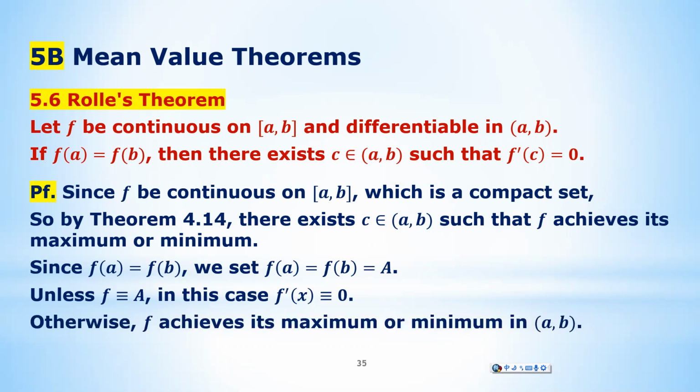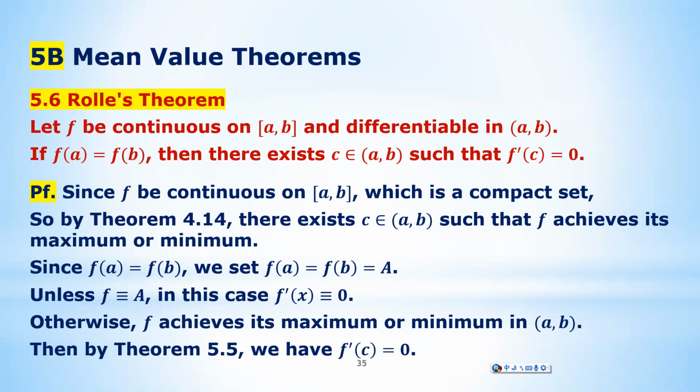Otherwise, f is not a constant function, and then f must achieve a maximum or minimum inside (a,b). Because the function must carry some value which is greater than A, and that greater value has to be inside (a,b), not on the boundary. Then the greatest value, the maximum, must occur in the interior. So you can find a point inside (a,b) such that the derivative at this point equals 0. Therefore, this theorem is proved from the previous theorem. That's Rolle's theorem.